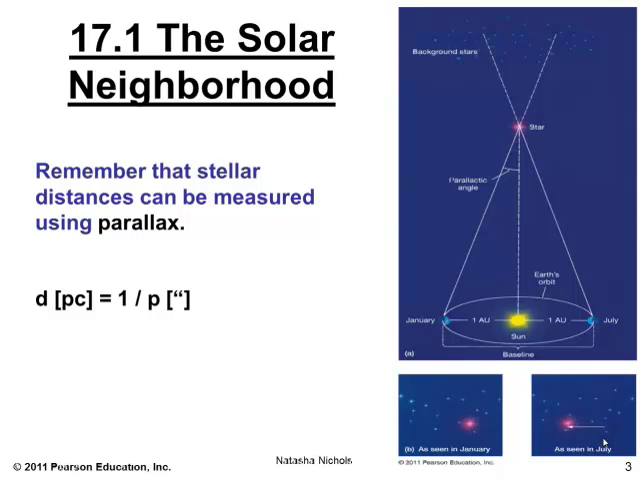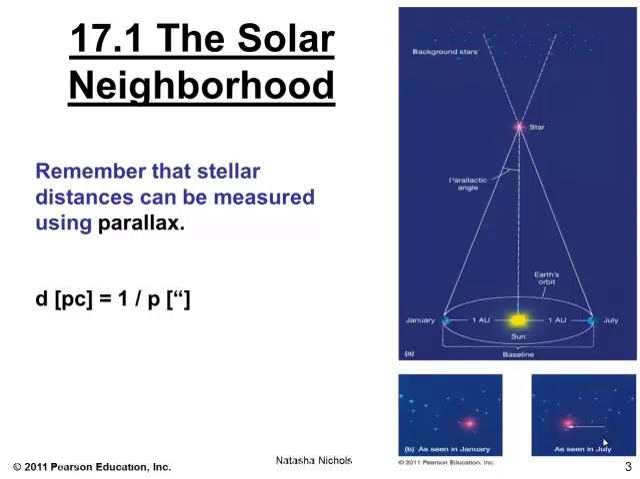Those little brackets that you see next to the variables d and p denote that what's within the brackets is the units. So pc is for parsecs, and those quotation marks right there stand for arcseconds.